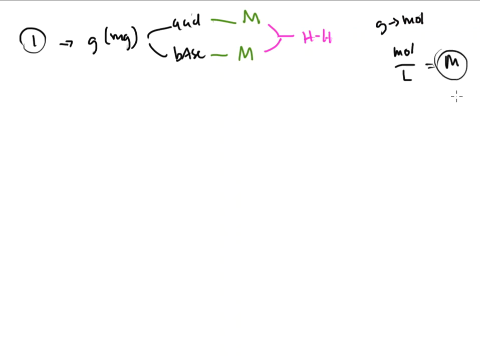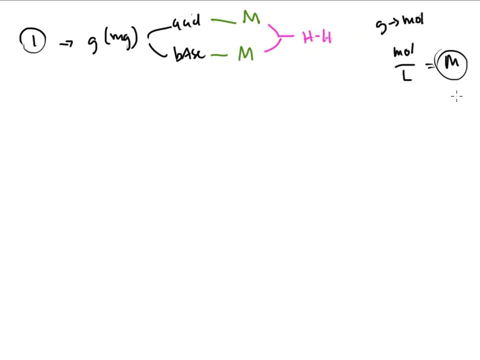This type of calculation I'm not going to go through because, quite honestly, you should already know how to do this at this point. So gram to mole using formula weight. And then when you get the mole, you need to divide by the liter, total liter that you're making, to get molarity.